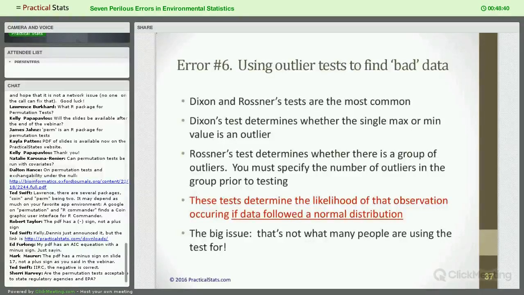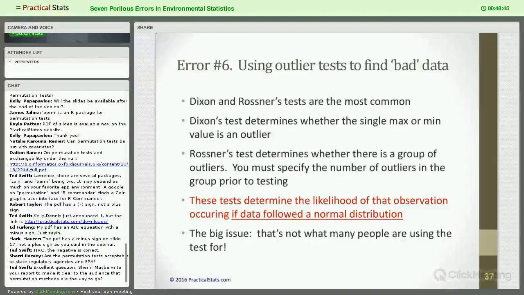Error number 6, outliers. The bottom line for this is that there is no test in statistics for what is good data. That's a science question, not a numerical question. So there are outlier tests, but what do they do? They don't find the bad data. They find different data. And you have to use your knowledge of science to decide if they're bad or merely different. The Dixon and Rosner tests are two of the very common tests for outliers.